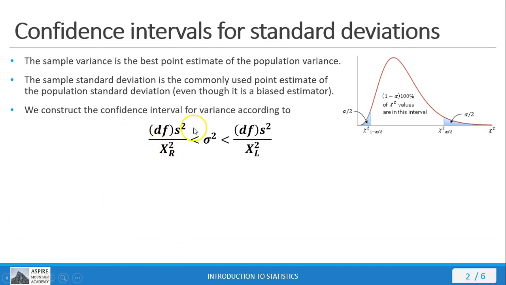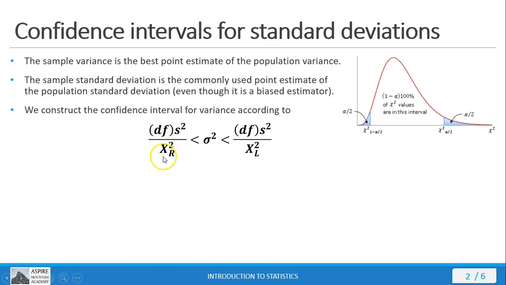And really all we're doing is, if you remember, the definition of the chi-squared statistic was the degrees of freedom times the sample variance divided by the population variance. So if we just swap sides with the chi-squared statistic and the population variance, that's where these values here come from. Of course, we want the upper limit to be greater than the lower limit, so that means the critical values that we put down here on the bottom of our fraction have to be flip-flopped. So the one for the left goes on the right, the one for the right goes on the left.